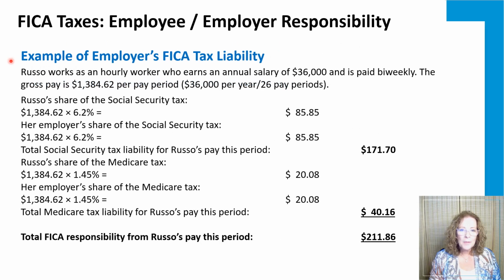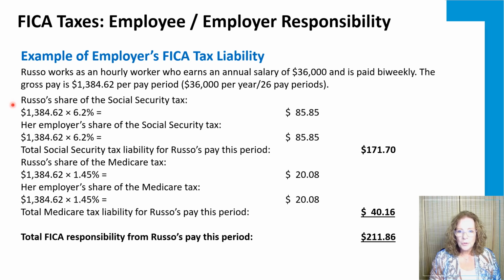Here's an example of calculating the total FICA tax liability. In this example, Russo works as an hourly worker who earns an annual salary of $36,000 and is paid biweekly. Her gross pay is $1,384.62 per pay period, $36,000 per year divided by 26 pay periods.